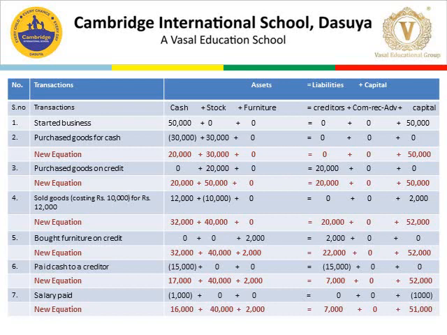Now, number 7 is paid salary. We are going to pay salary. It will reduce our cash. So cash is deducted 1,000. There is no effect on stock, no effect on furniture. On creditors, there is no effect. On capital, 1,000 will be deducted out of capital.